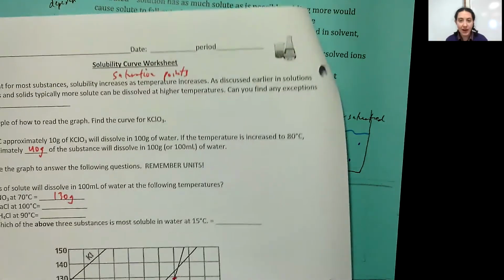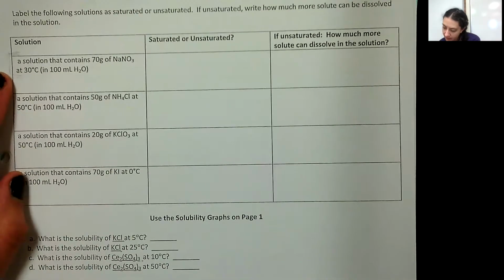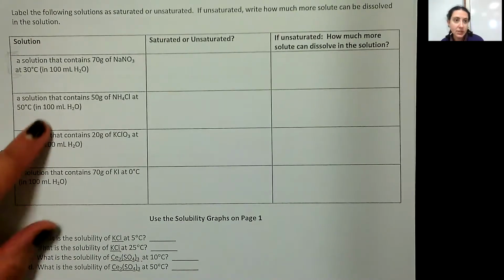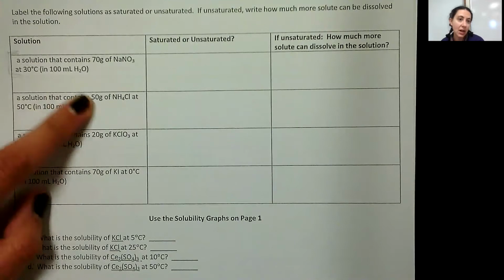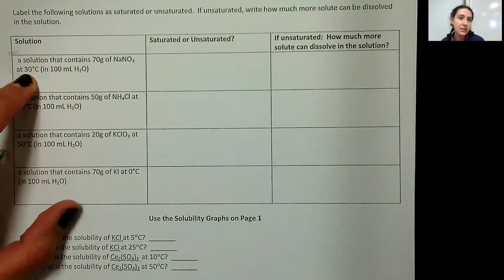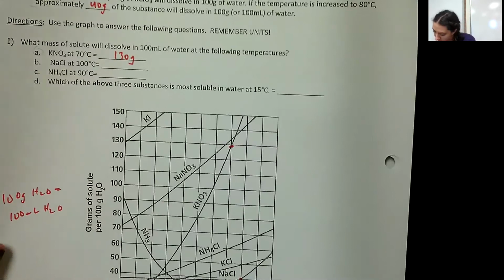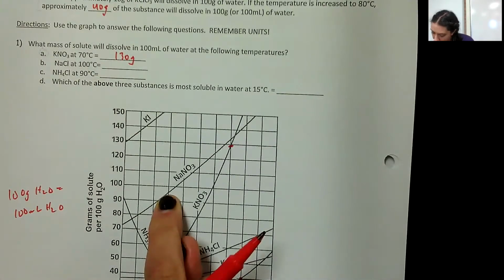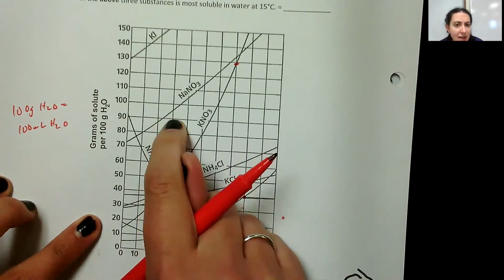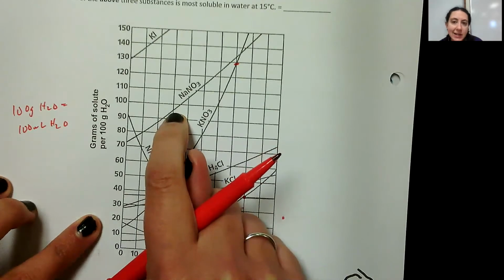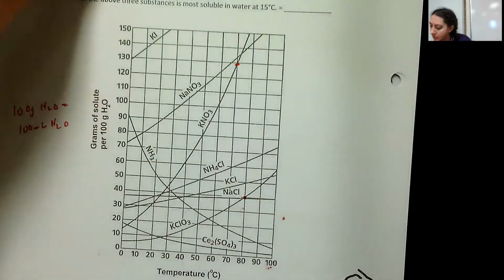Okay, let's go to page 5 and we'll pick out another problem or two. Okay, how about this block here? So we need to figure out if these are unsaturated or saturated and how much more could we dissolve. So let's start with 70 grams of sodium nitrate at 30 degrees Celsius in 100 milliliters of water. So you can see that at 30 degrees, sodium nitrate looks like it's maybe, I'm going to go with like 97. It's like 97 grams.